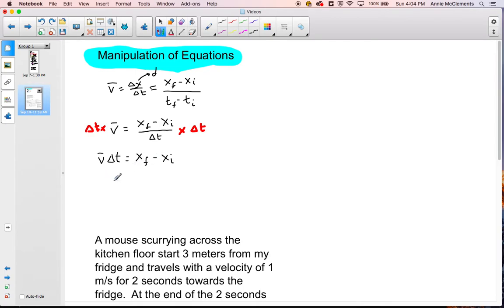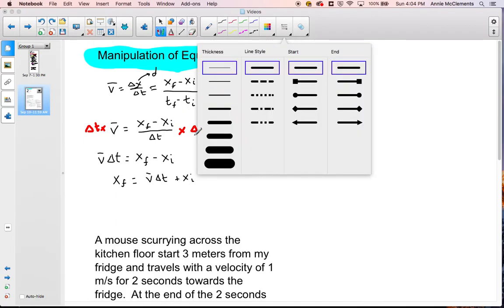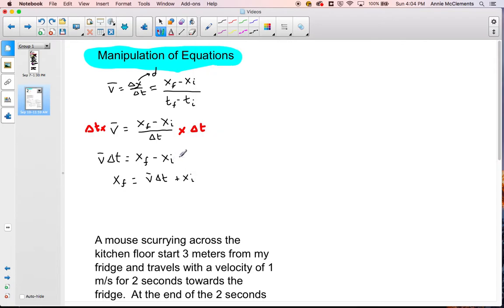Say I wanted to know where this object ended up. I can use x final equals average velocity times change in time plus initial position, right? And it's just some basic algebra, right? To get there, I added the initial position to both sides. And this can be useful for solving simple word problems.